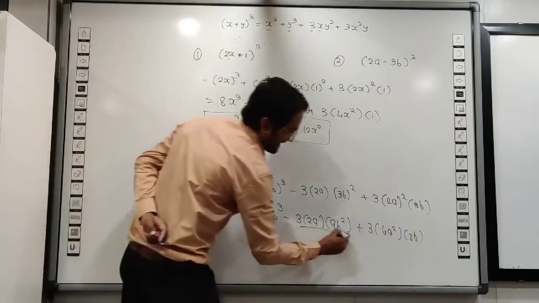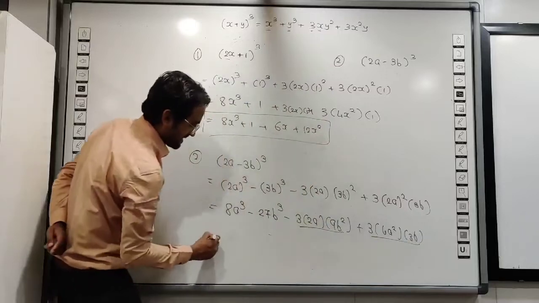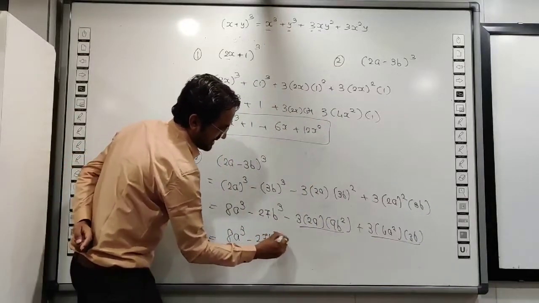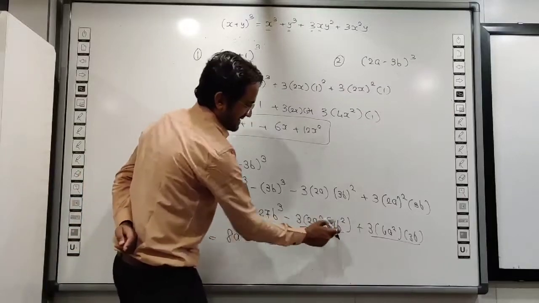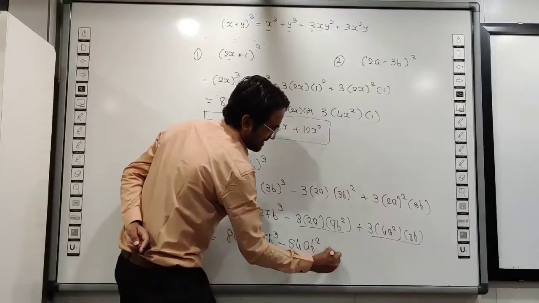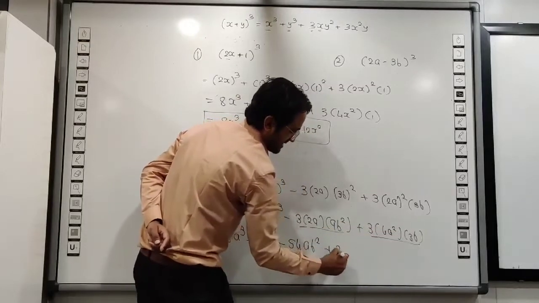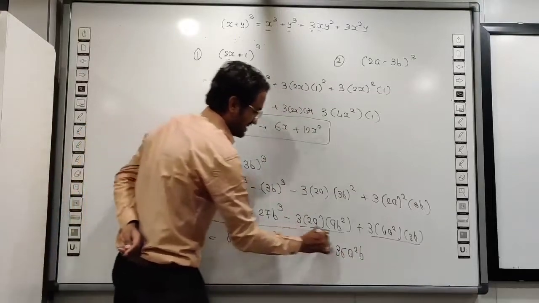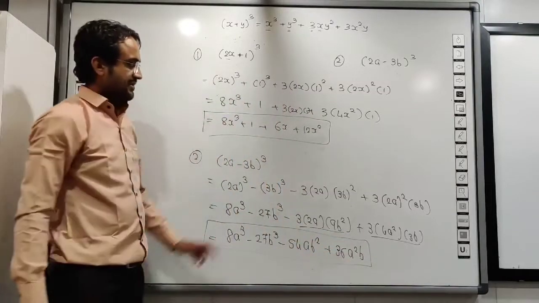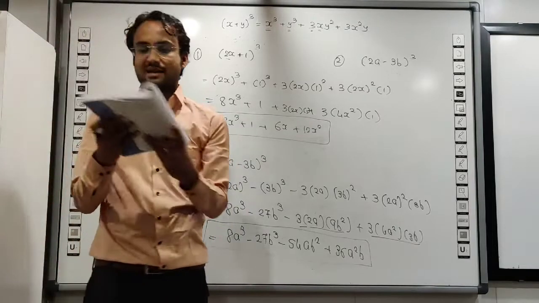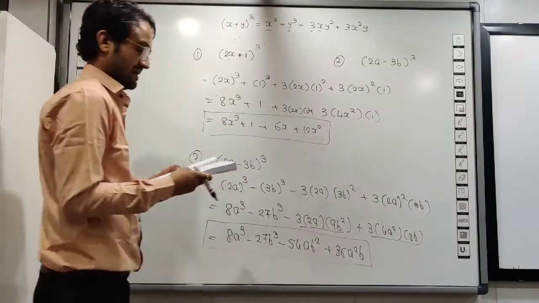Now I will do multiplication of these two. So 8a cube minus 27b cube. 3 2s are 6, 6 9s are 54, ab square. 3 4s are 12, 12 3s are 36, a square b. So this one is your answer. Now remaining two sums you need to do in your homework. The remaining two sums you have to do in your homework.